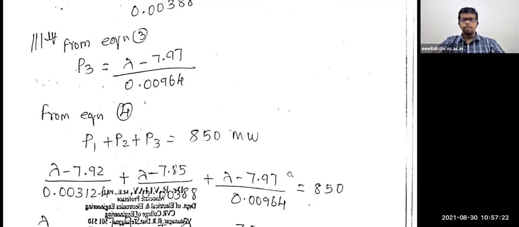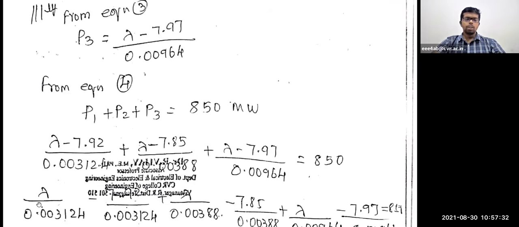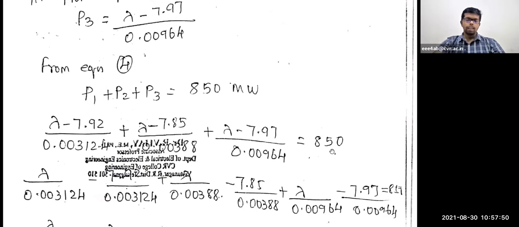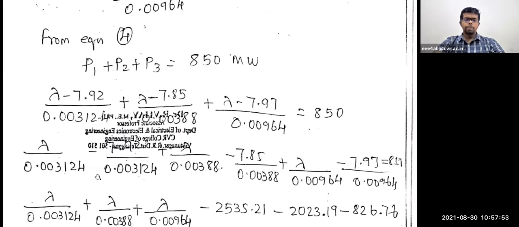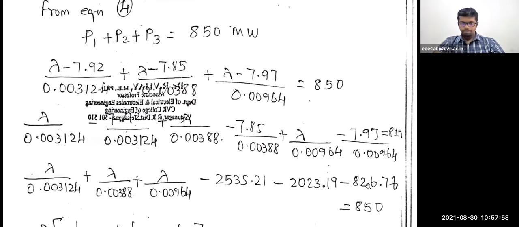Next, it is full of mathematics. We need to calculate lambda. So this term alone, you need to take outside. I'm taking lambda divided by whatever term is coming over here on one side, and minus this term on the other side. So I'm taking the lambda terms on one side and the other terms on the other side.